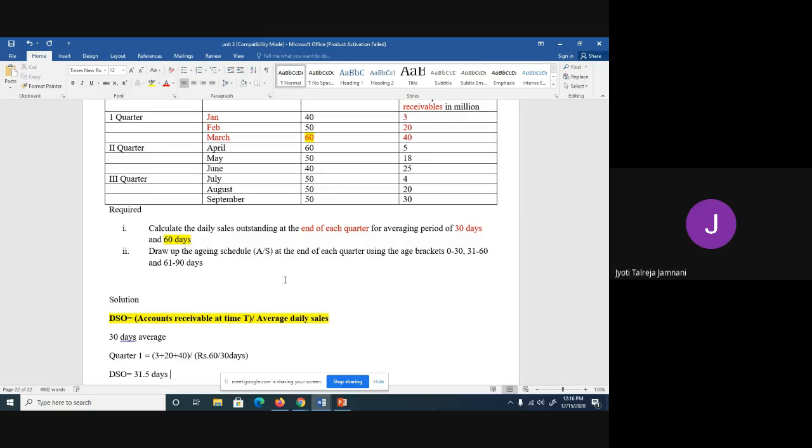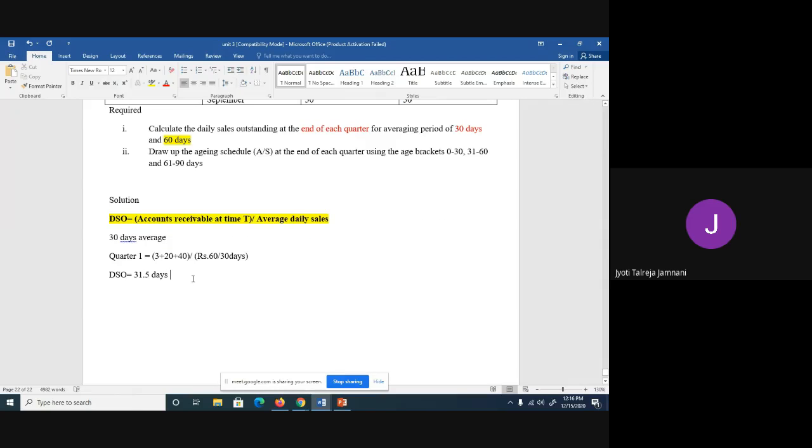So that is 30 days average for the first quarter. Similar way we have to do it for the second quarter. Same formula we will take and we'll do it for quarter 2. I hope all of you are understanding it. Again, remember we're doing 30 days average for all the 3 quarters. We have to finish it first and then we'll go to 60 days average.